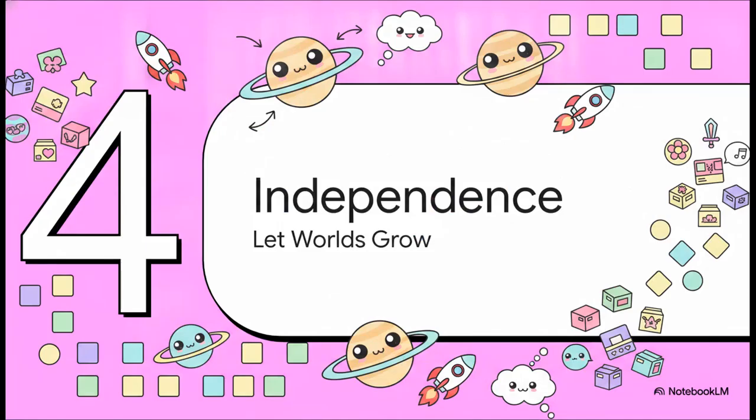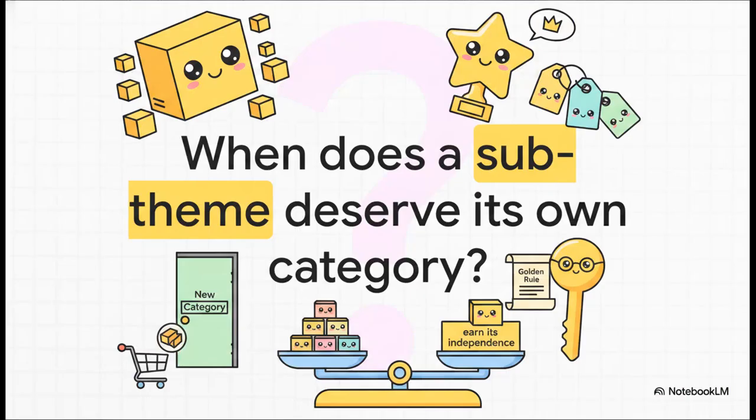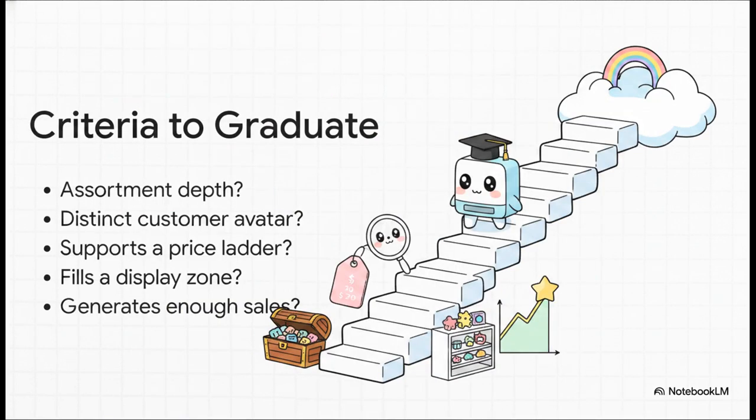All right, our final section, Section 4, Earning Category Independence. Let worlds grow. So it begs the question, when does a subtheme actually deserve its own dedicated category name? The golden rule here is pretty simple. Do not just create a new category name every time you add a few new products. A subtheme has to earn its independence. A subtheme must meet some very exact criteria to graduate.